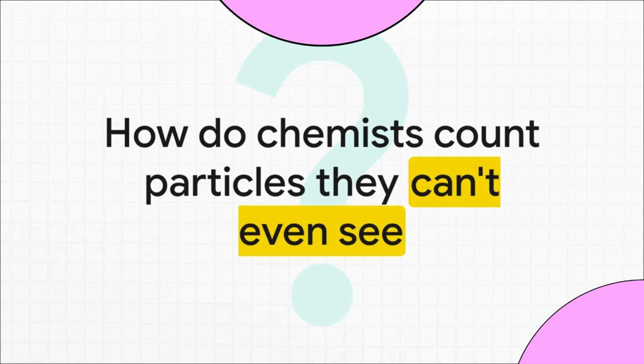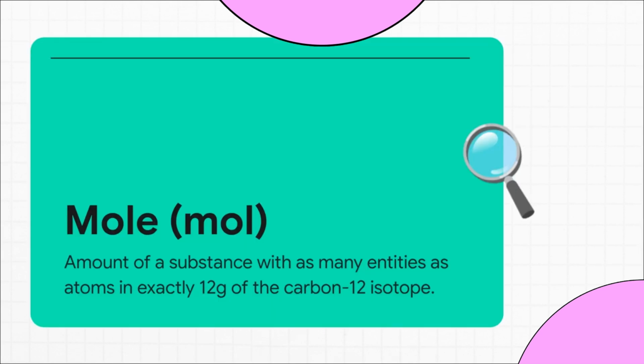This is the big, giant problem, isn't it? We can't just line up atoms and count them. They're way too small. So how in the world do we measure them out for a reaction? Well, chemists came up with a brilliant solution. Okay, the official definition looks a little intimidating, but don't let it fool you. The idea is really simple.